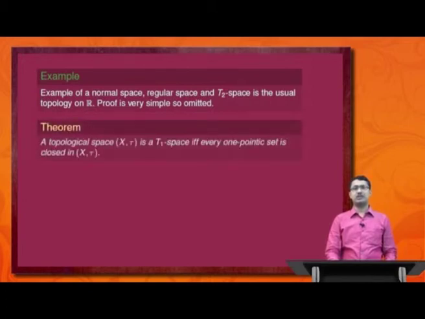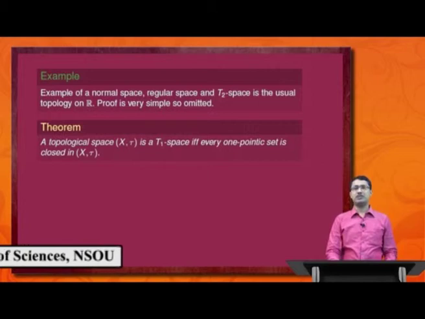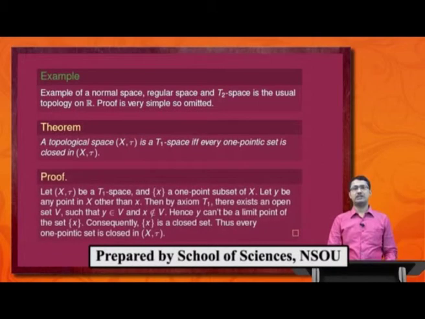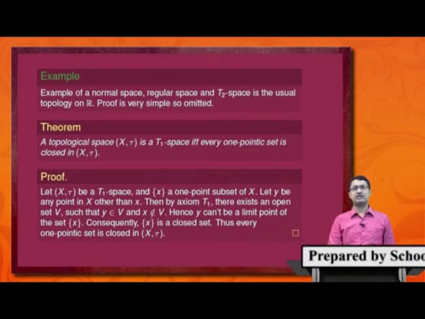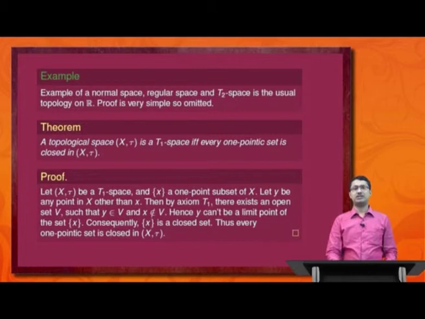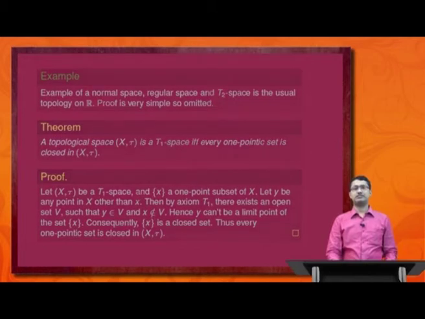A topological space (X, tau) is a T1 space if and only if every one point set is closed in (X, tau). Let (X, tau) be a T1 space and consider a singleton set {x}, a one point set of X, and choose y, any other point in X other than x. Then by the axiom T1 there exists an open set V such that y belongs to V and x does not belong to V. Hence y cannot be a limit point of the set {x}. Consequently, singleton {x} is a closed set. Thus every one point set is a closed set in (X, tau).